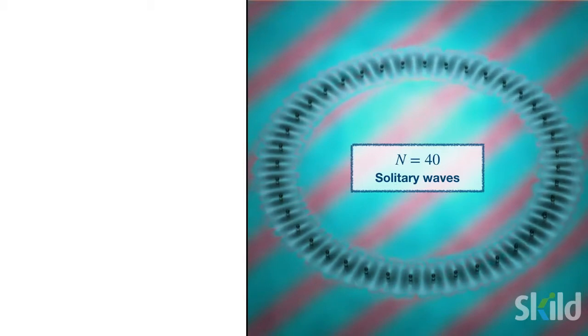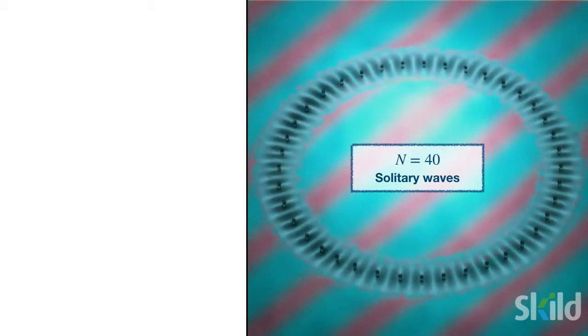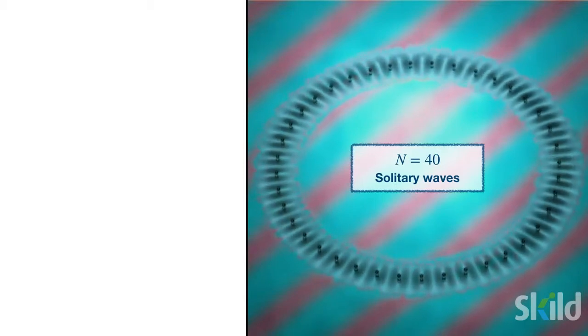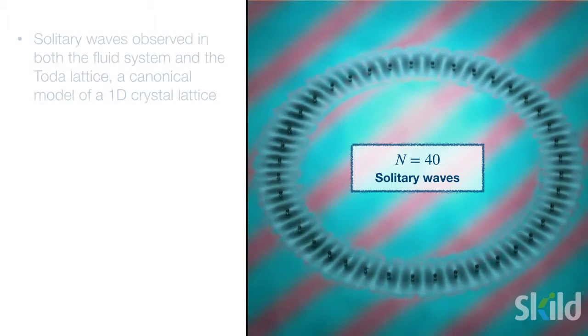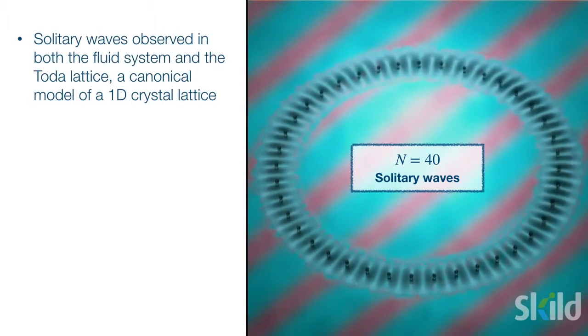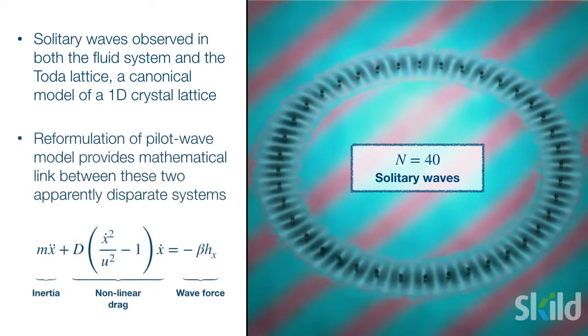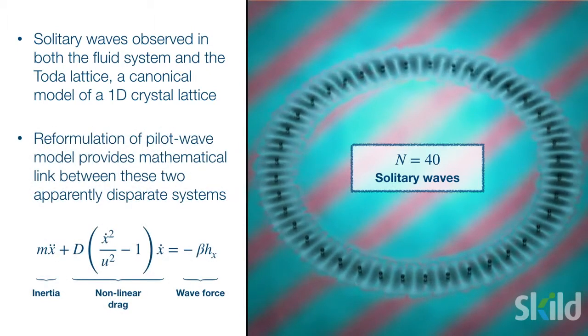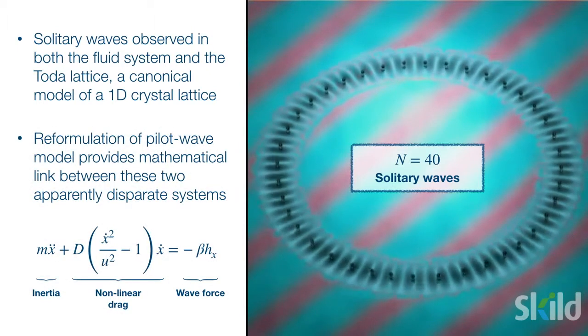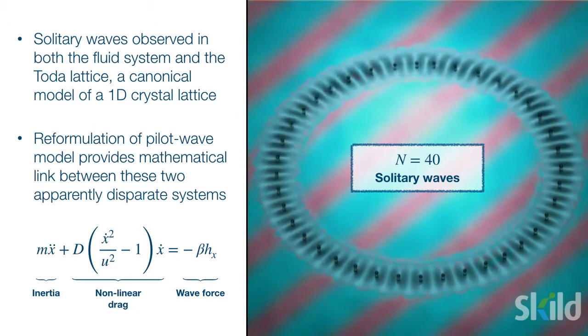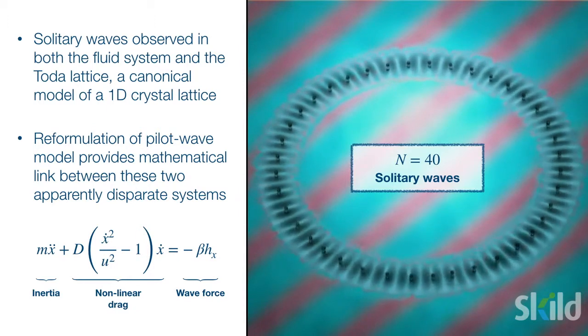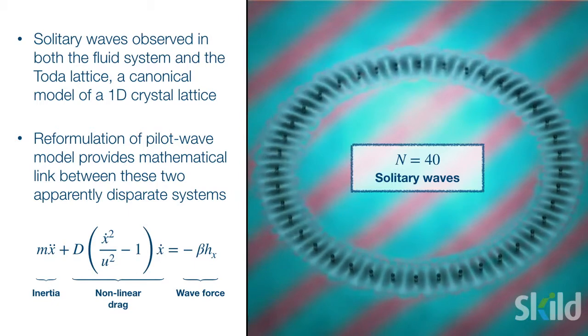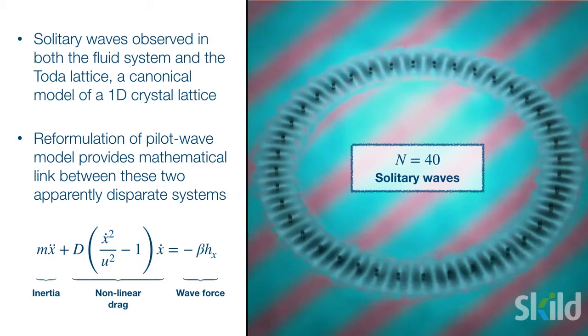Larger rings can be constructed by confining the droplets to a circular channel, and we observe a localized traveling wave called a soliton. Similar solitary waves are observed in the atomic lattice. Reformulating our pilot wave model in a comparable form allows us to form a mathematical link between these two apparently disparate systems. Based on this link, our experiments provide a means of visualizing the complex dynamics in atomic lattices.